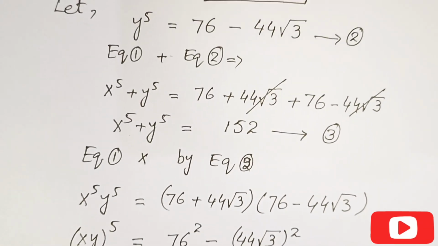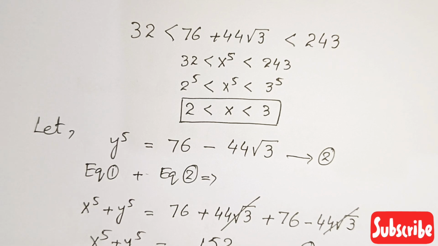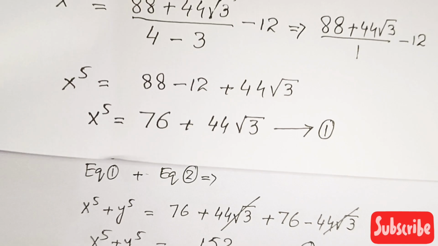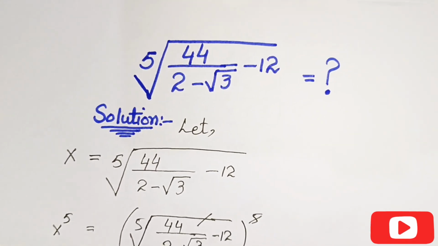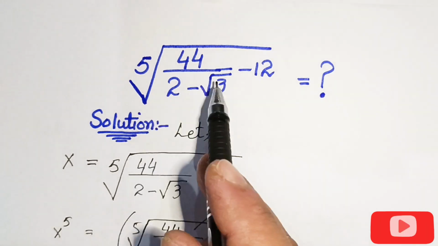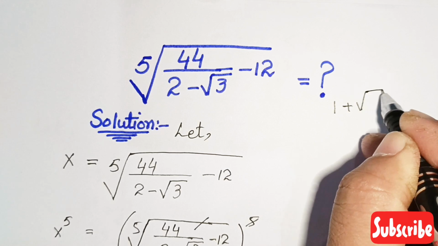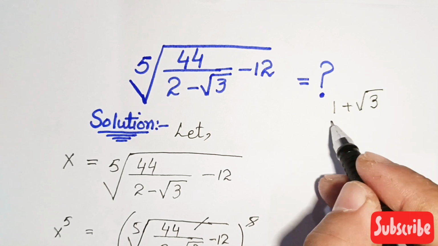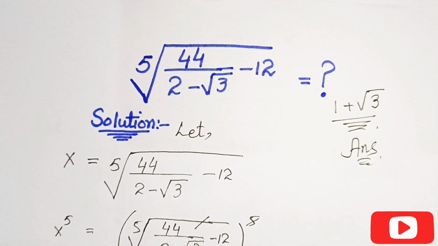So these are different mathematical techniques that we have used here. Finally we have evaluated this problem. Then the final result of this one is equal to 1 plus square root of 3. It is the simplified form of this problem. So it is our final answer.